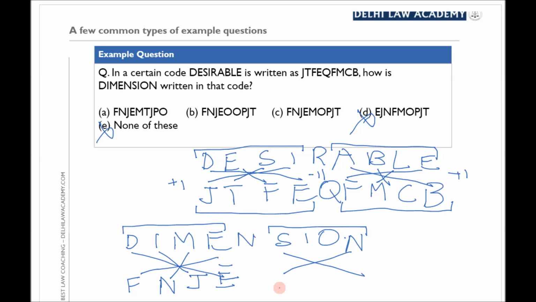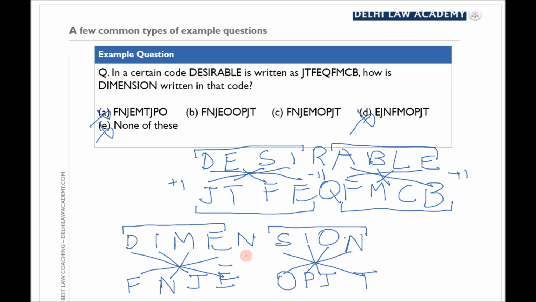So N becomes O, I becomes J here, O becomes P here, and S becomes T. So the last 4 characters are O, P, J, and T. So it could be either B or C. All we have to decide is what is the central character.